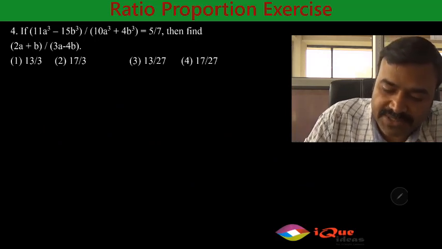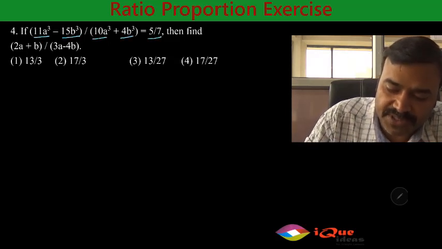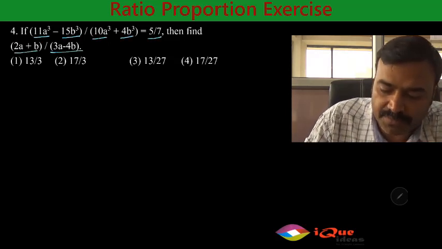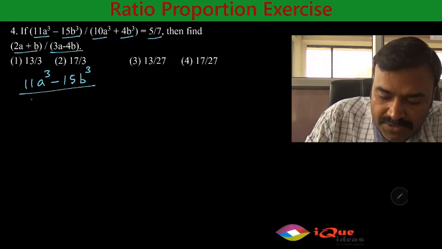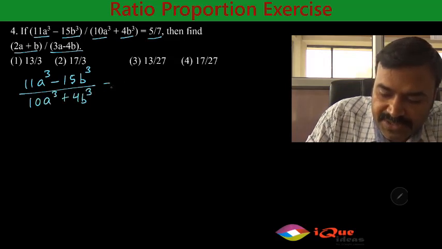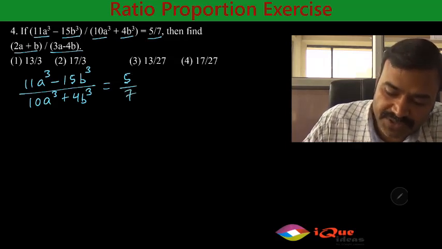Now, this question says 11a cube minus 15b cube divided by 10a cube plus 4b cube is 5 by 7. Perfect. Then find 2a plus b upon 3a minus 4b. First, we need to simplify this: 11a cube minus 15b cube upon 10a cube plus 4b cube is equal to 5 divided by 7. Alright.